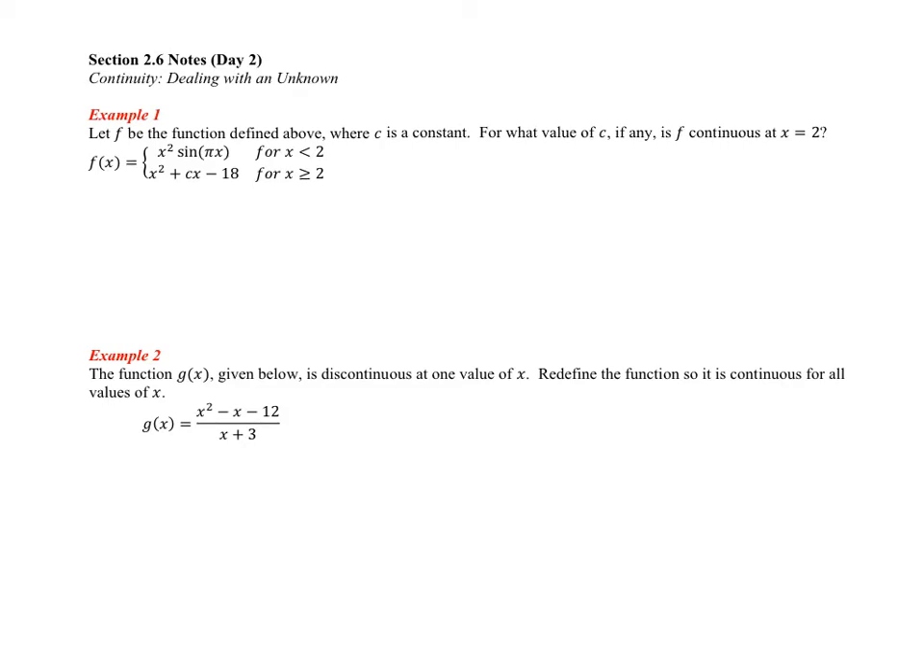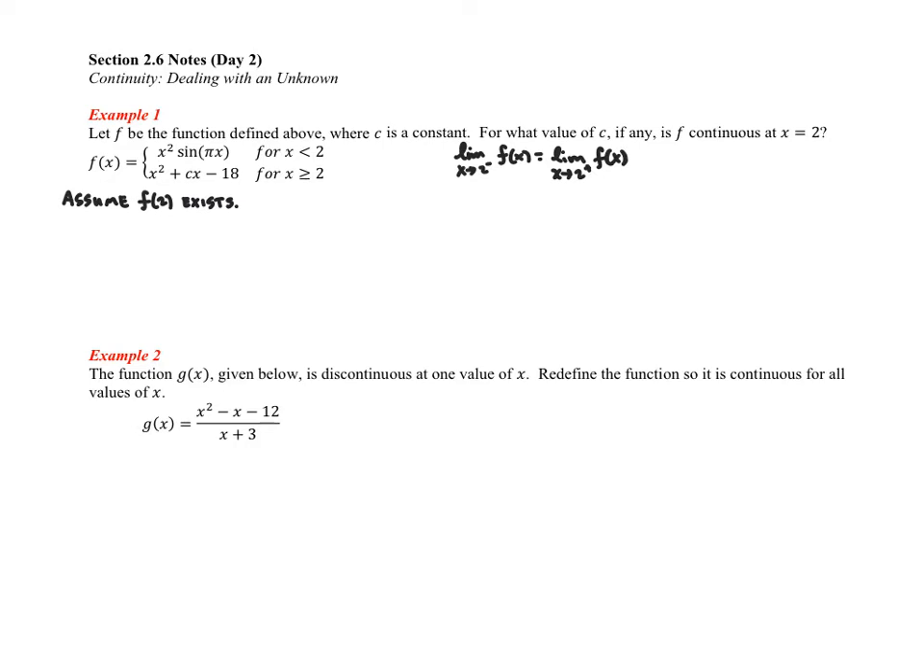Okay, so let's make a quick assumption. Let's assume that f of 2 exists. For continuity to occur, f of 2 must exist. Now with regards to continuity, what we want is for this piecewise function, the limit coming from the left of 2 of f of x to equal the limit coming from the right of 2 of f of x.